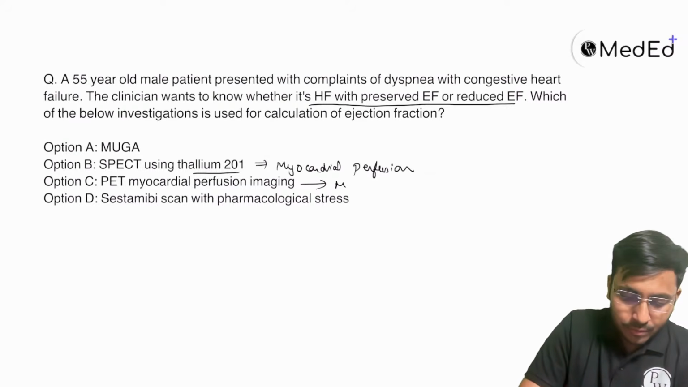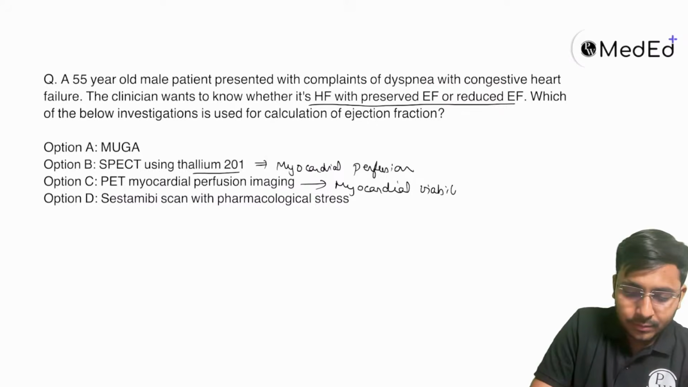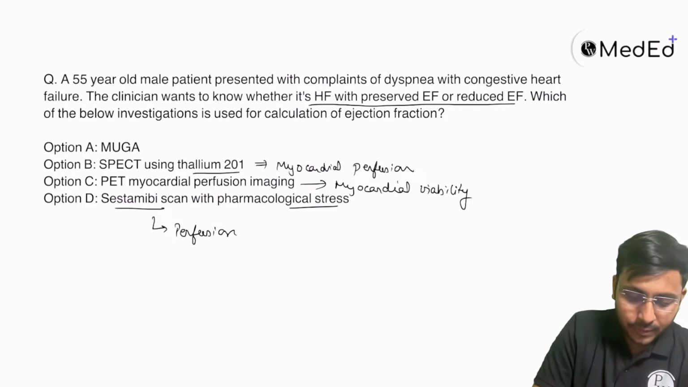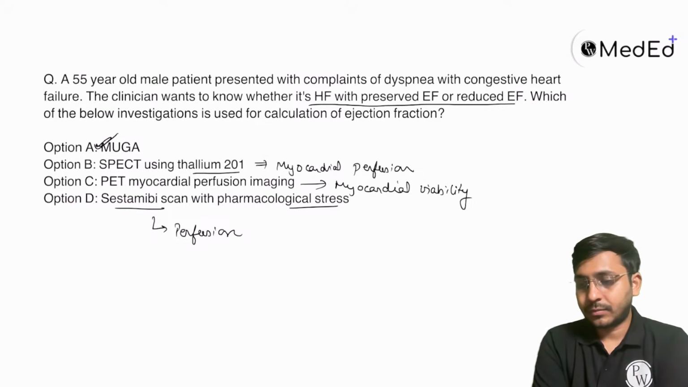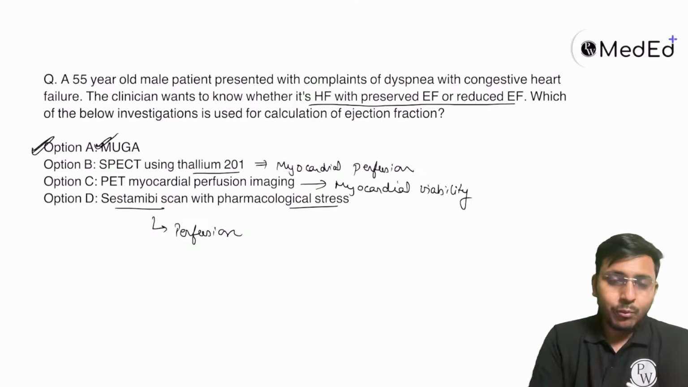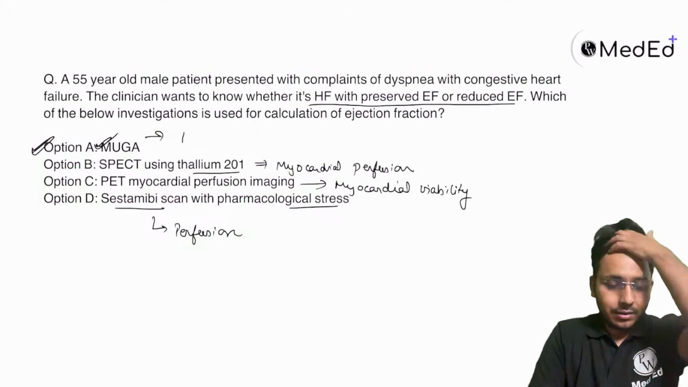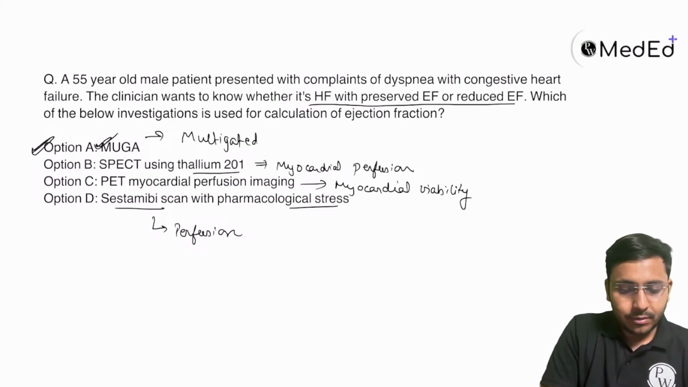PET-CT is used for myocardial viability. And Sestamibi scan with stress is also for perfusion. Only one scan is for volumes, that is the MUGA scan. So ventricle volumes is by MUGA scan. What is the full form of MUGA? It is not Moga, Moga is a city in Punjab. MUGA is multi-gated acquisition.